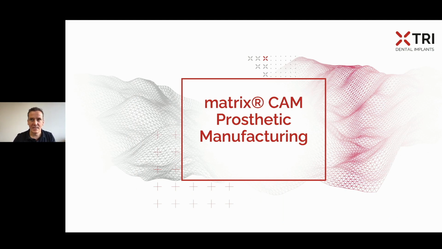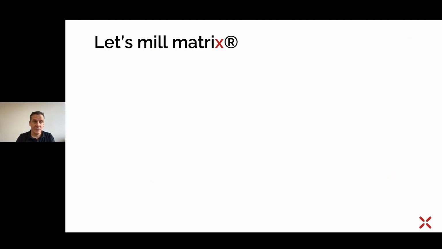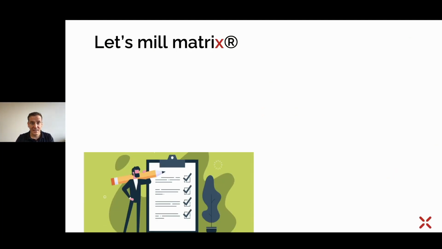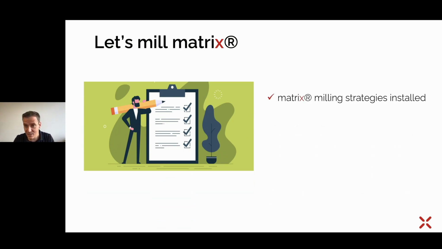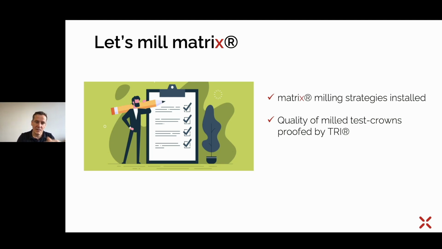Okay, so this is more or less the basics you need to have before we continue with the matrix CAM prosthetic manufacturing. So that you are able to manufacture matrix prosthetics in your milling machine, it's necessary that you first of all have the matrix milling strategies installed. So we have to make sure that the strategies are installed in your system. The quality of milled test grounds is proved by TRI. So the workflow is we make sure that your milling system is working with these milling machines, and so we help, or you can install these milling strategies, and you get all the explanations in the following trainings here on the TRI Academy digital platform.